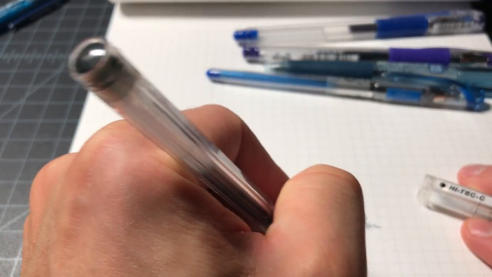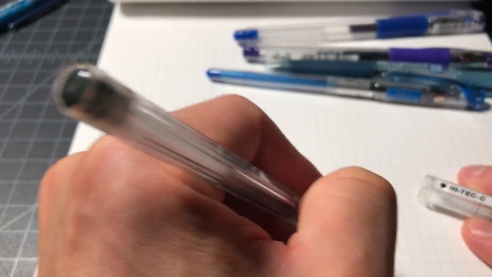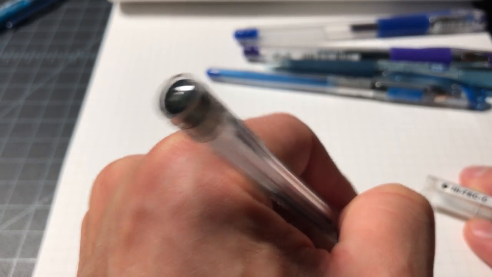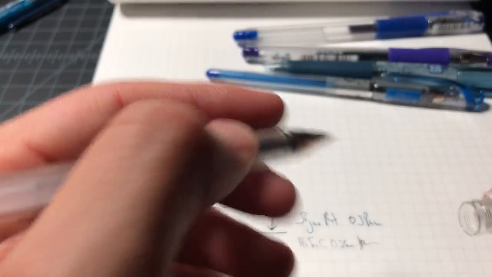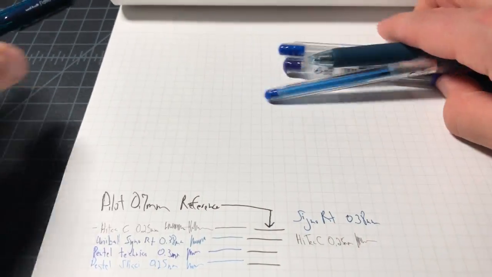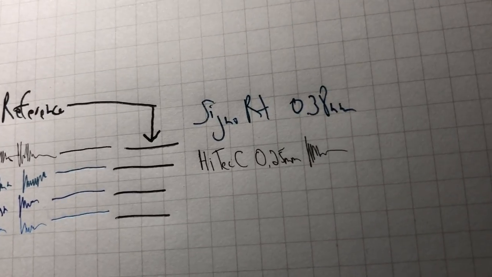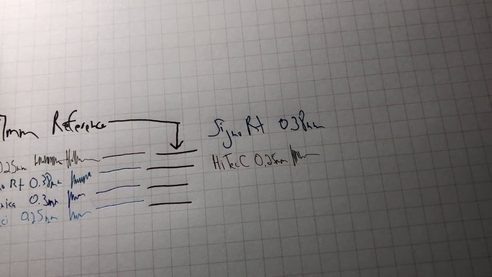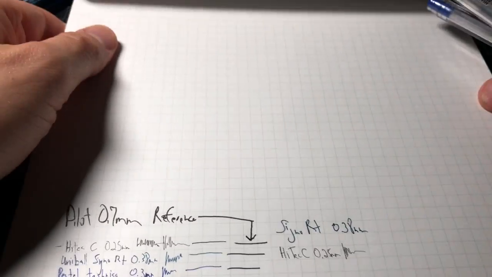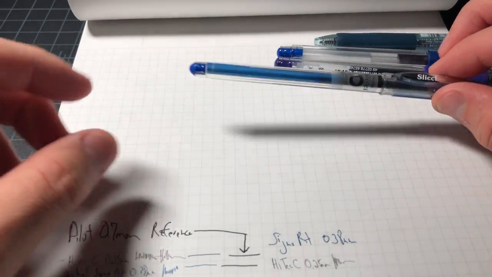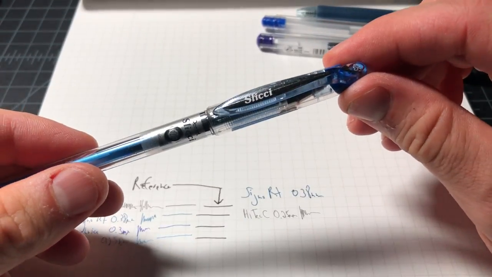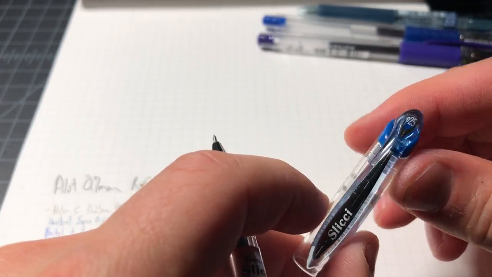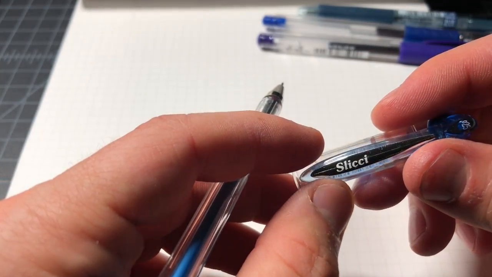So we have the Hi-Tech C 0.25 millimeter. And you could probably hear it scratching there, and you can just see the difference. A Signo RT is pretty generous for 0.3 millimeter, where the Hi-Tech C is definitely much skinnier. A better comparison for the Hi-Tech C and the 0.25 would be something like this Pentel. And this is rated at a 0.25 millimeter as well.